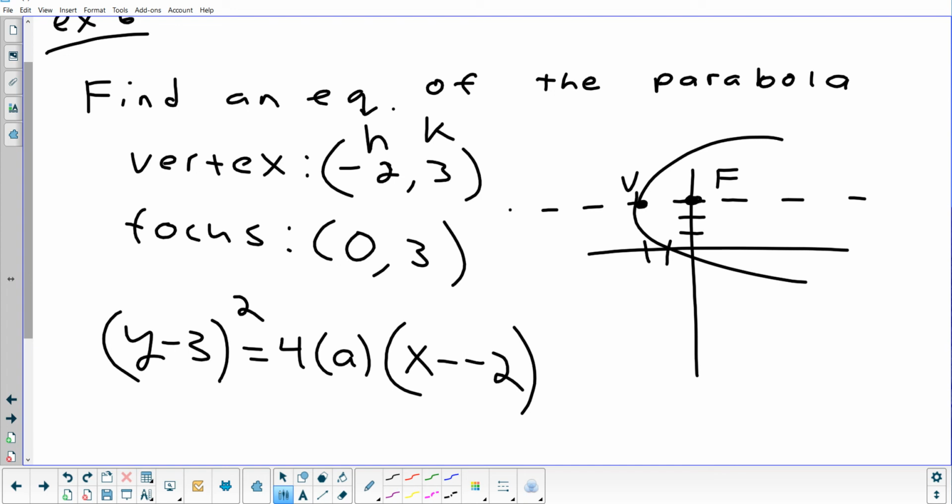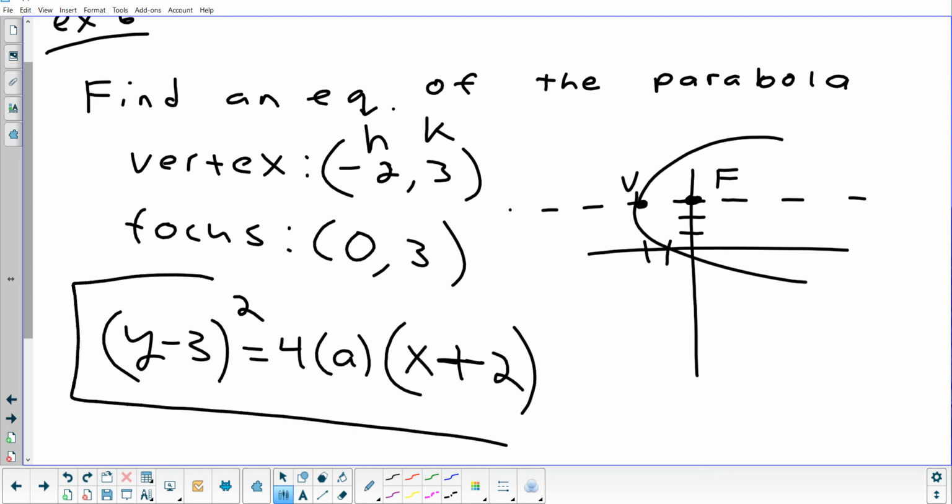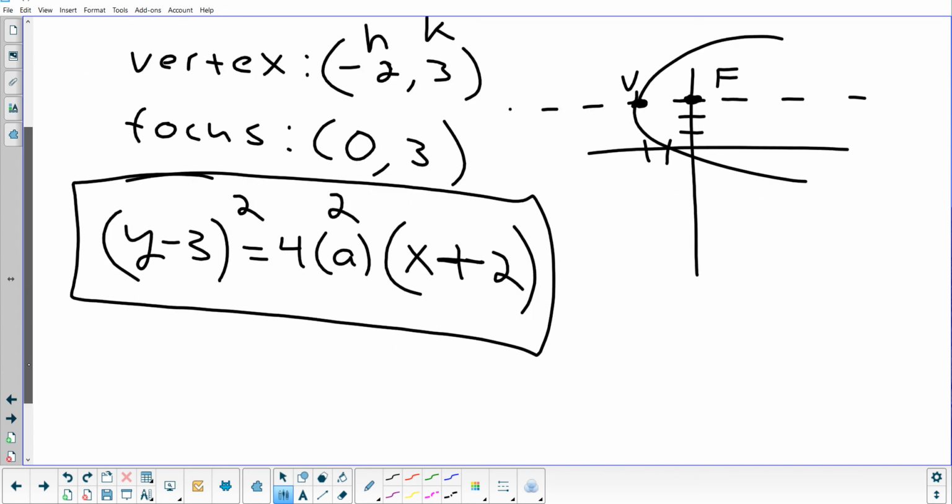So the only thing I can do with this is just make that a positive because it was minus a minus. And that's it. That's your equation for a parabola that has a vertex at -2, 3, and a focus at 0, 3. Oh, we need A, I'm sorry, yeah. We can figure out the A value. What's the distance between the vertex and the focus? 2. Yeah, so I should put the 2 in there.